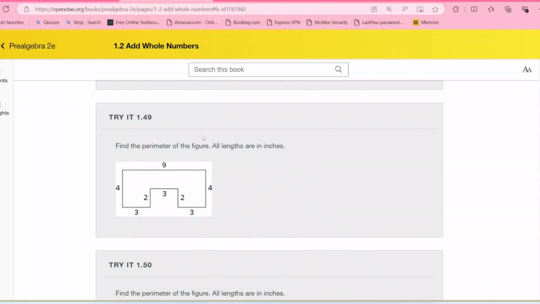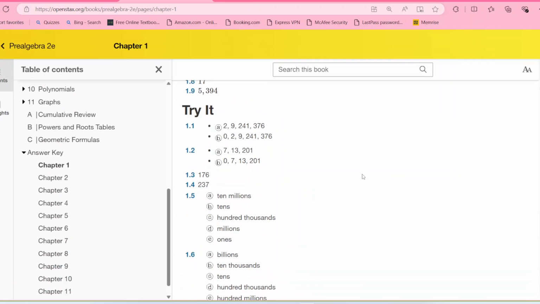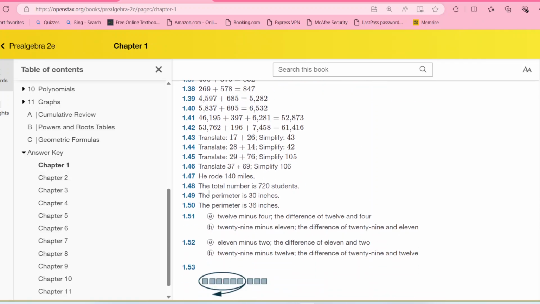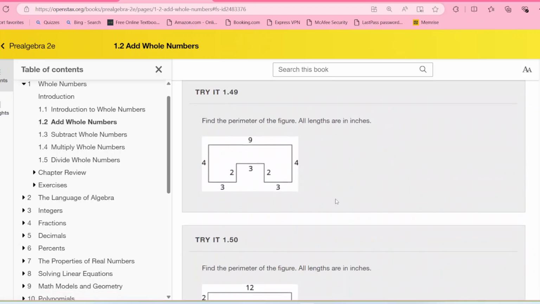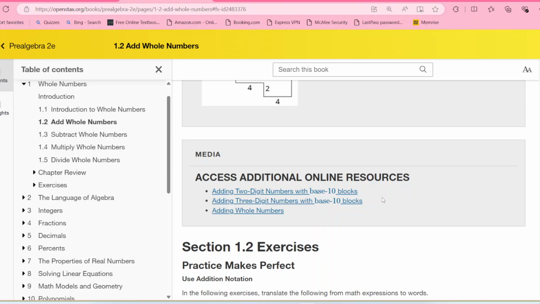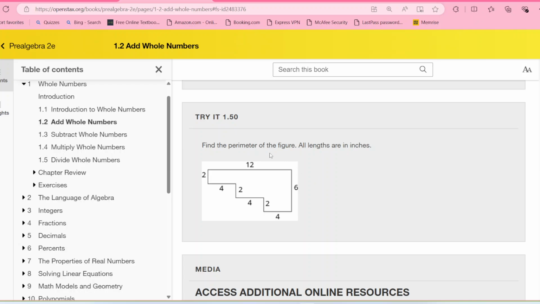All right, let's check it out. I'll go table of contents again, chapter 1, try it problems. Try it 1.49, the perimeter is 30 inches. Exactly what I wrote that time. Fantastic. Okay, and then the final problem, the final try it problem here before we get to the section 1.2 exercises that I'll do in a future video.